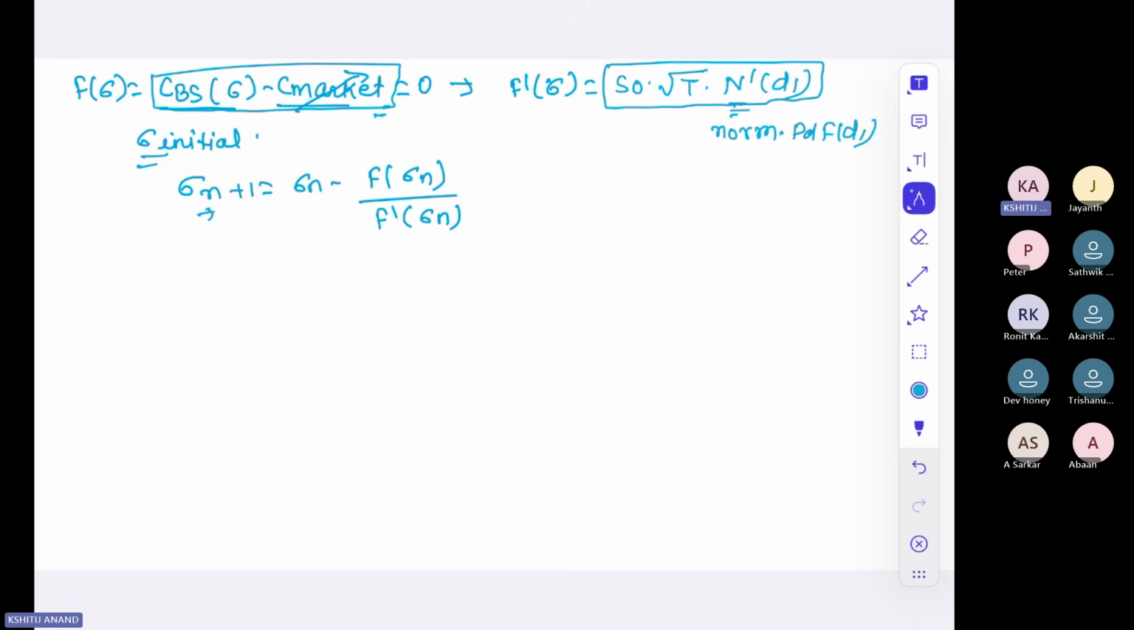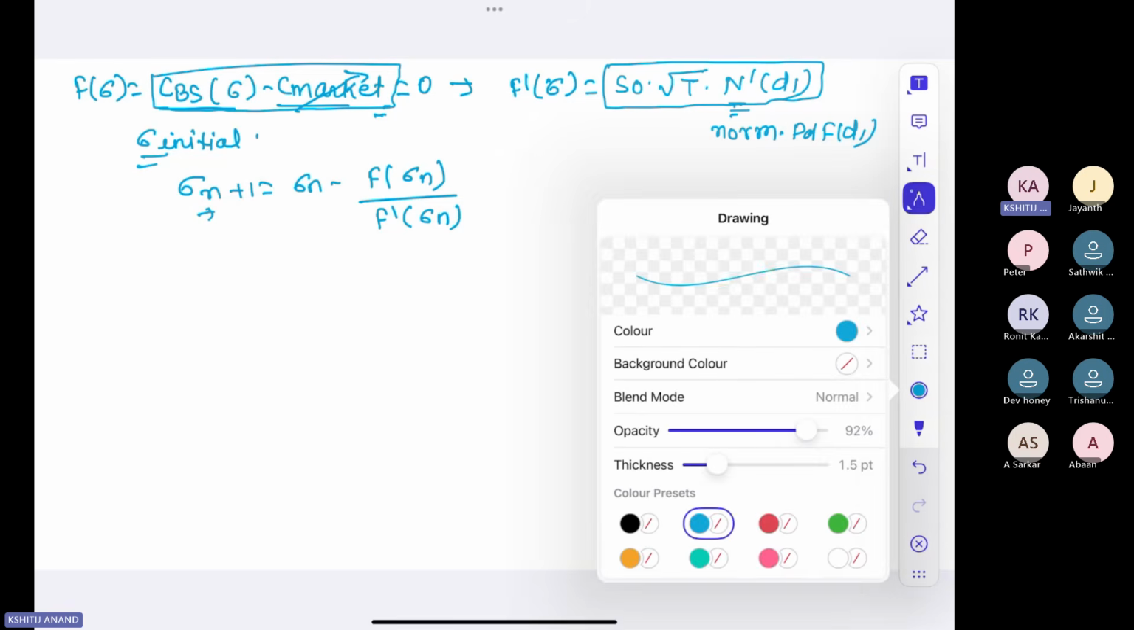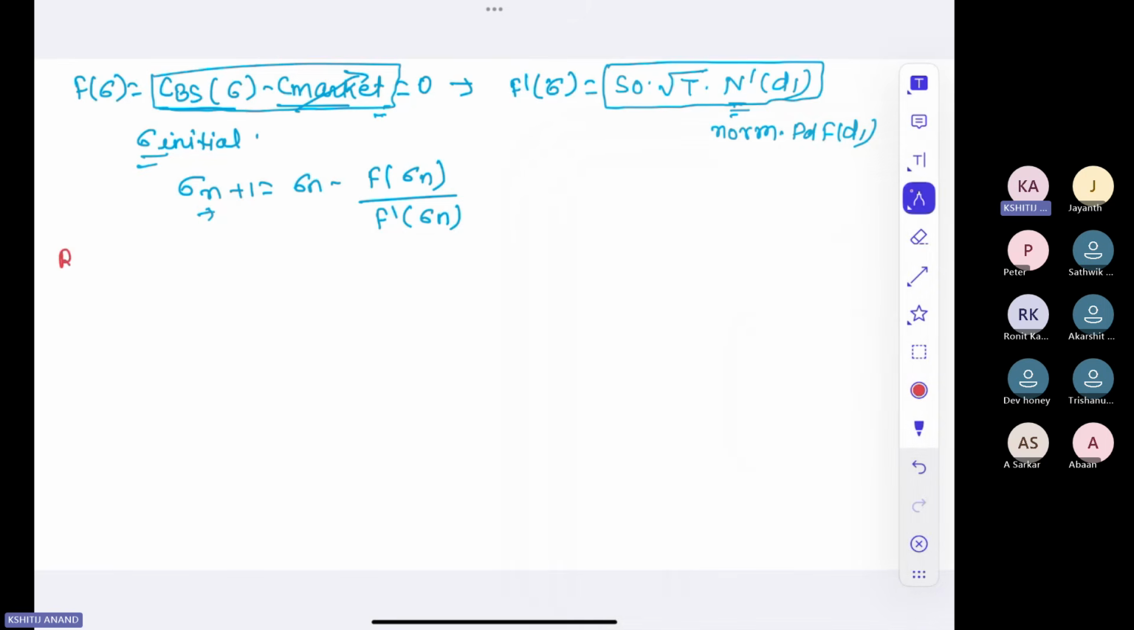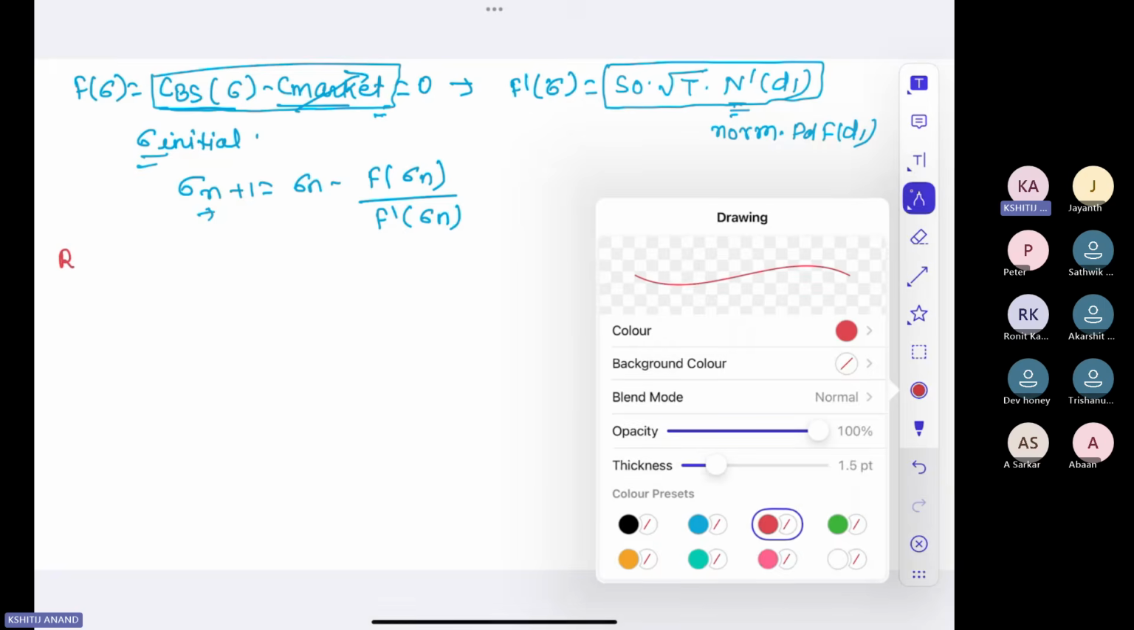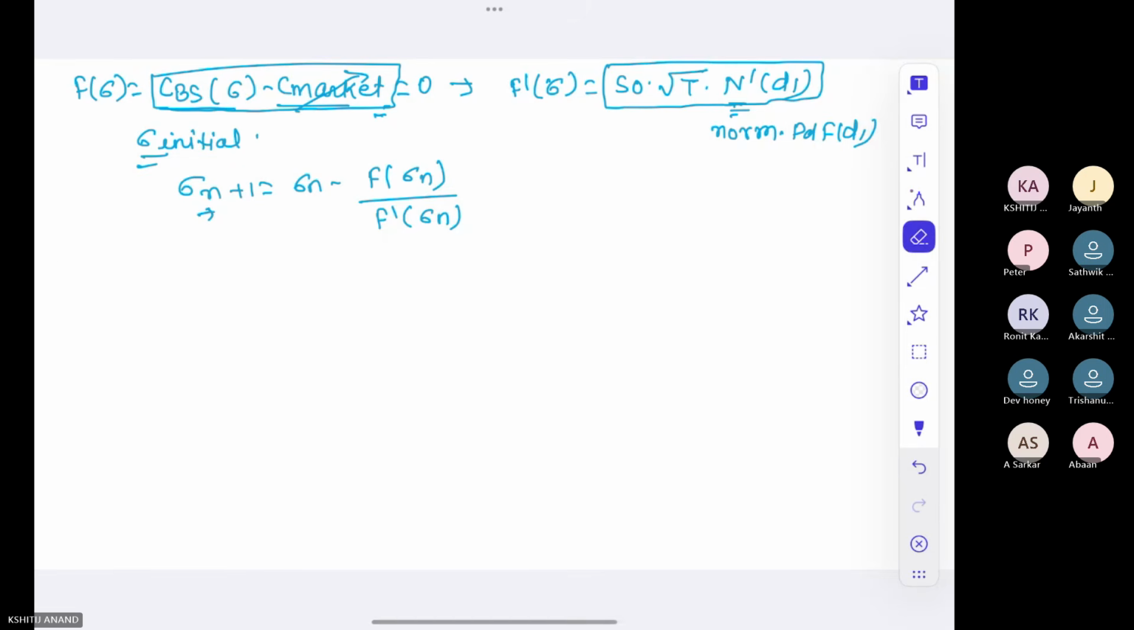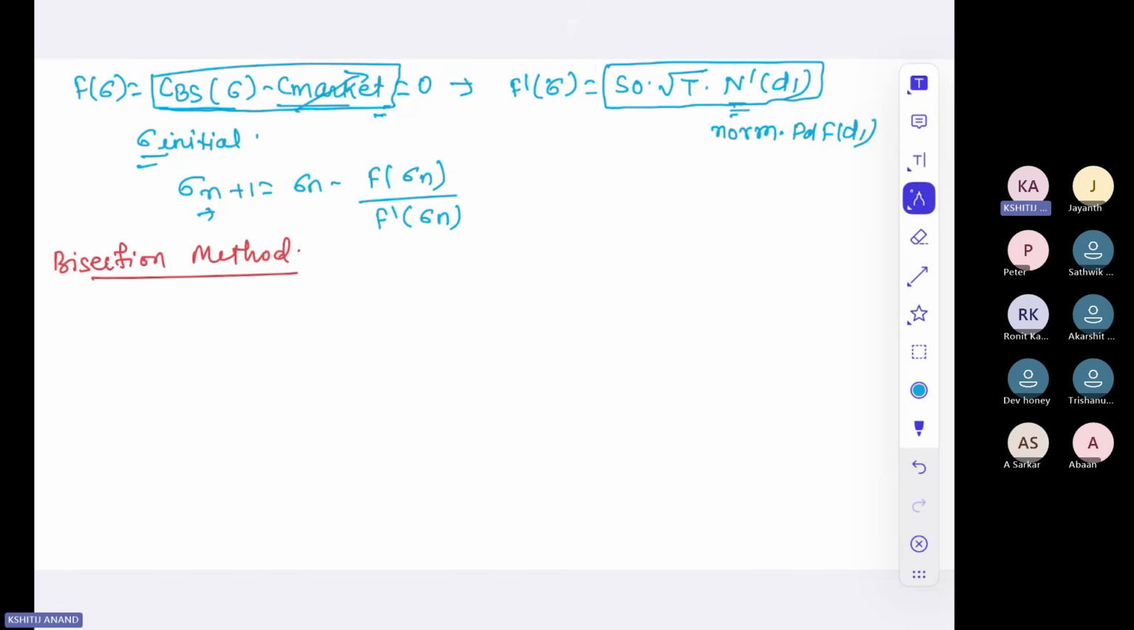The other method that I would be interested to discuss is the root finding algorithm, sorry, the bisection method. This is again a very popular method to find out implied volatility from the market prices of the call options or put options. So this is quite interesting, by the way.